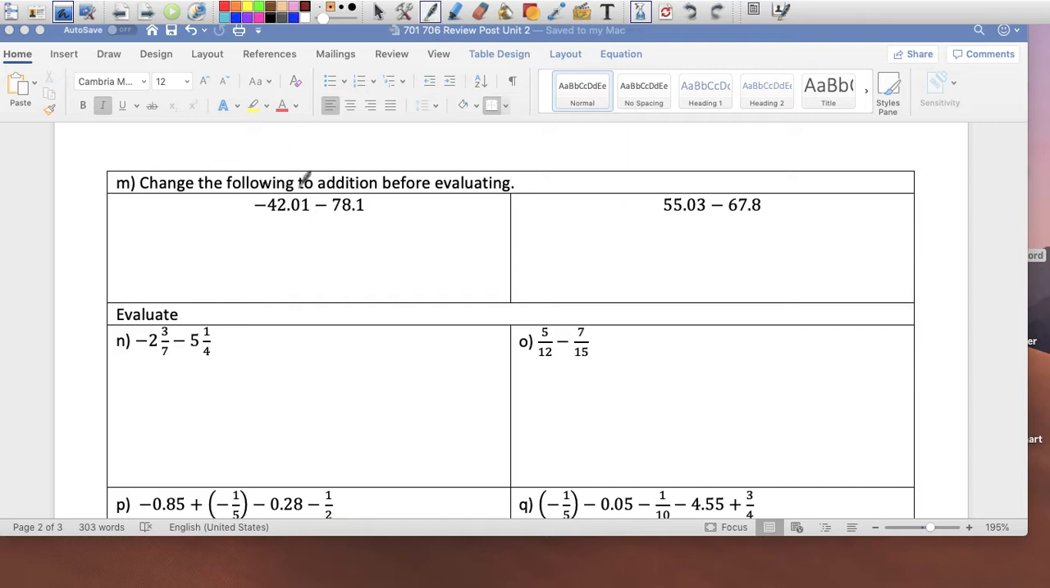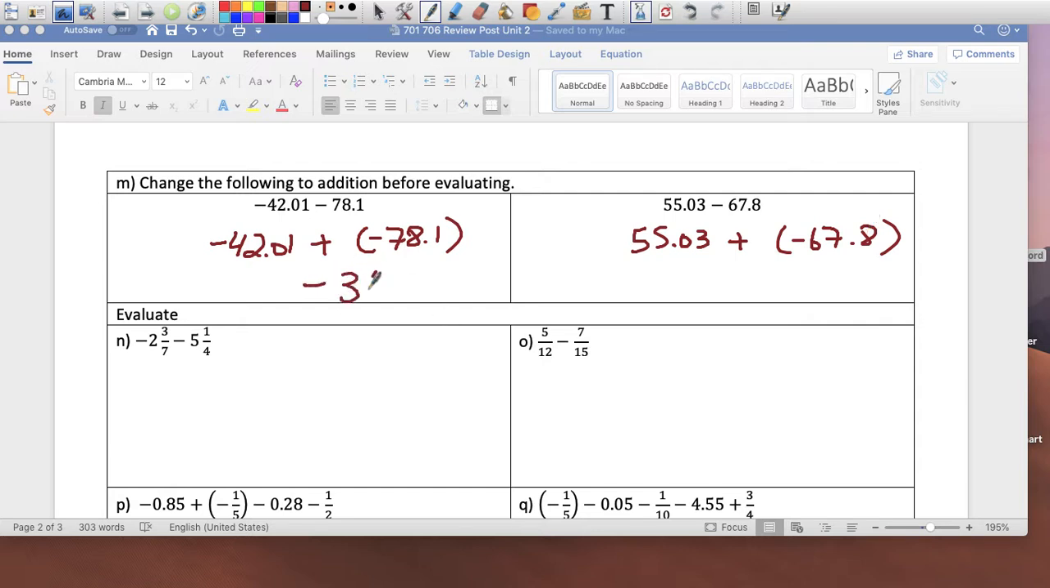So it's asking you to change to addition, right? So we want to change this. Keep the first one, change the subtraction to addition, and the second one is going to be 78.1. Same thing here, 55.03 plus negative 67.8. Okay, so let's do that. 42.01 plus negative 78.1, and this should give you negative 36.09.